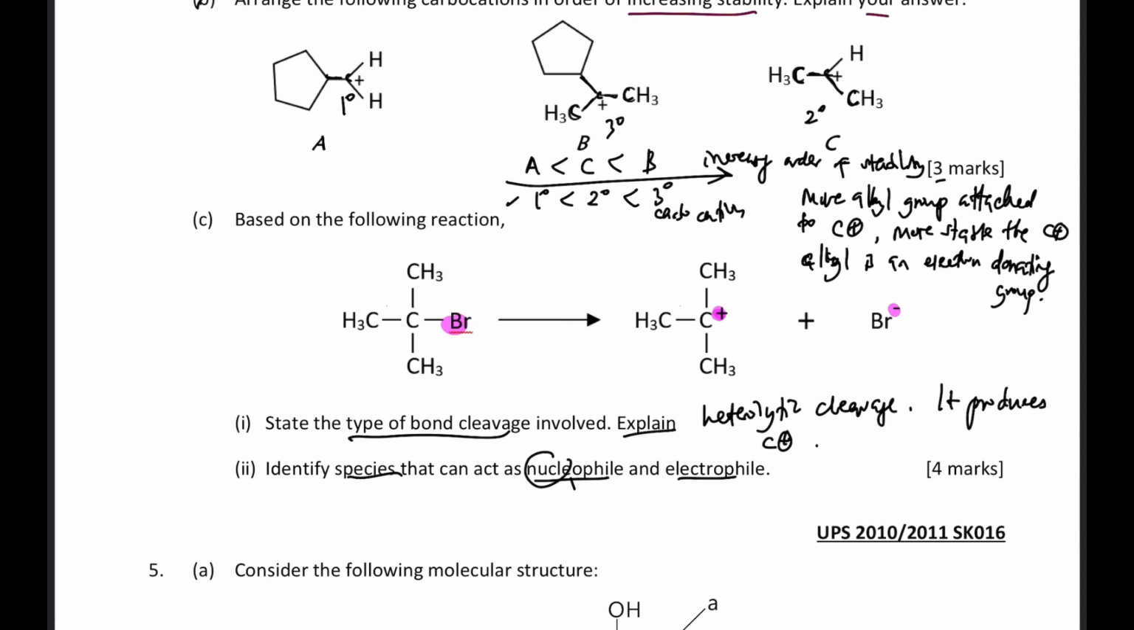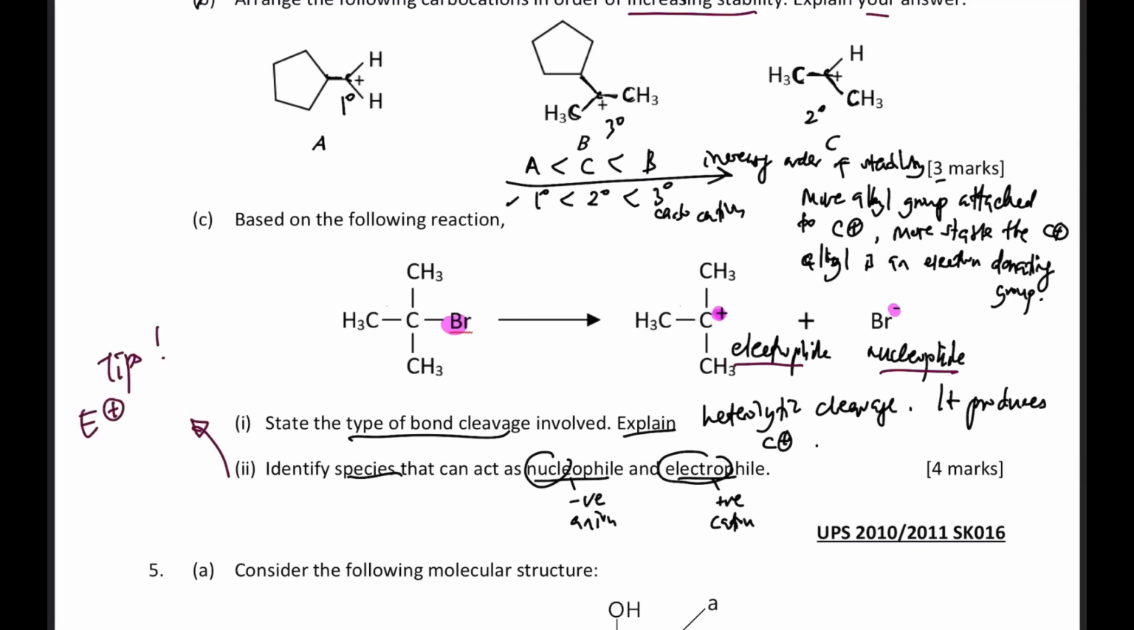Identify species that can act as nucleophile and electrophile. Okay, nucleophile suka nucleus. The reason why dia suka nucleus means dia ada more electron. More electron means dia adalah negative charge. Okay, anion. Electrophile dia suka elektron. Suka elektron sebab dia kekurangan elektron. Maksudnya dia positive charge, cation. So in this case, siapa kita punya anion? Anion kita adalah Br minus. So this is your nucleophile. Okay. And this is your electrophile. Okay. Satu tips untuk kita hafal ni, mana satu electrophile tu positif dan negatif. Senang je. Okay, kita boleh ni tips dia.